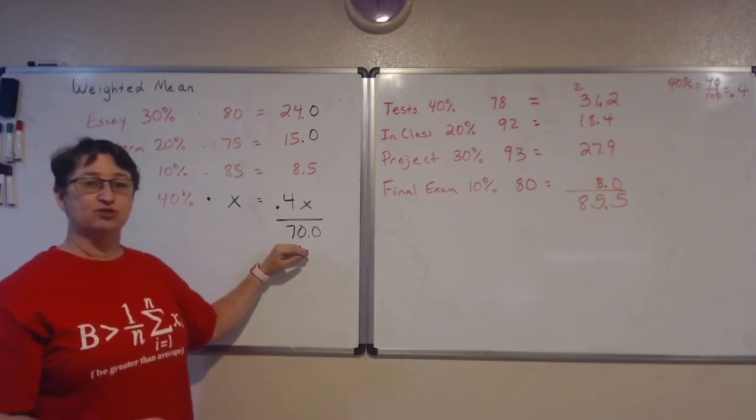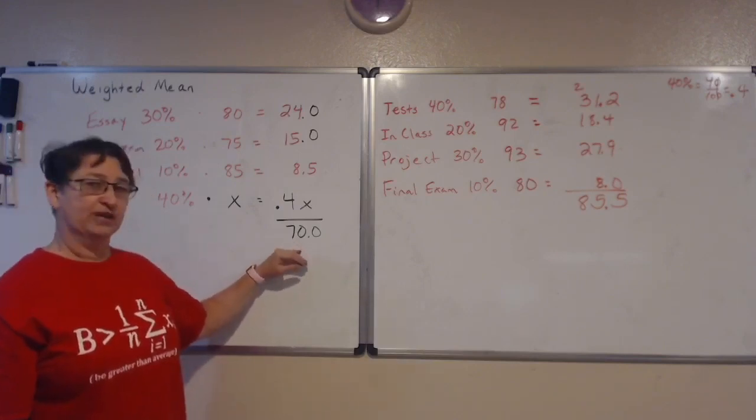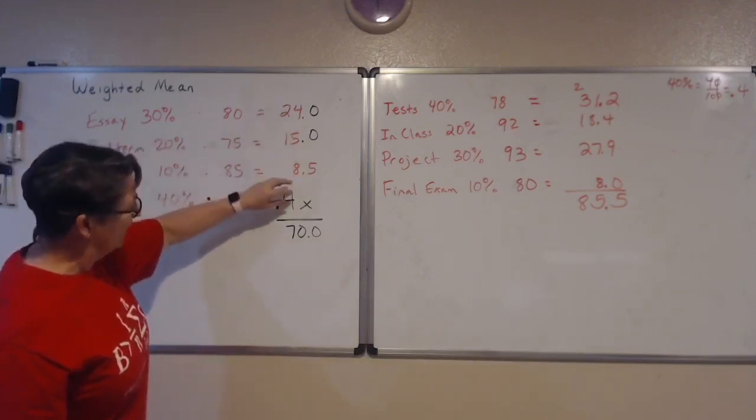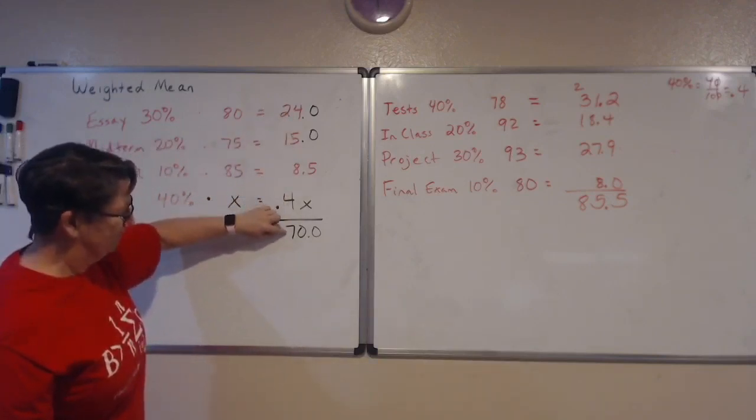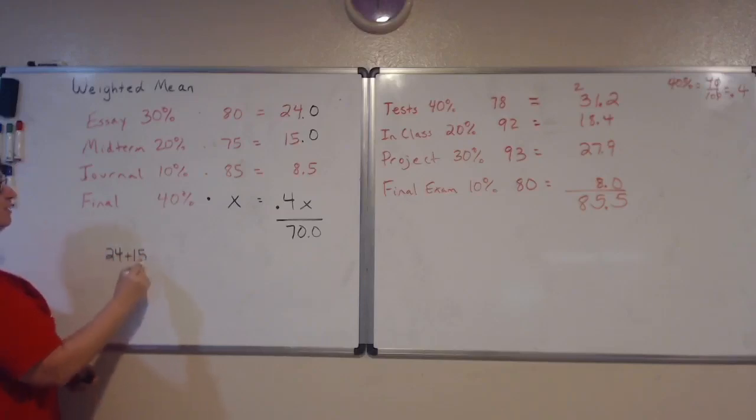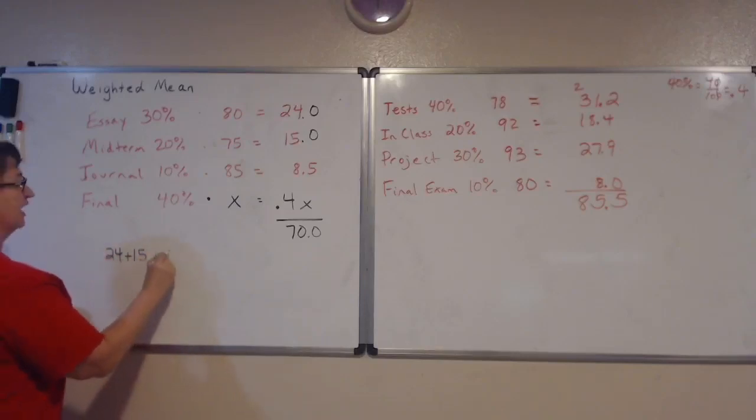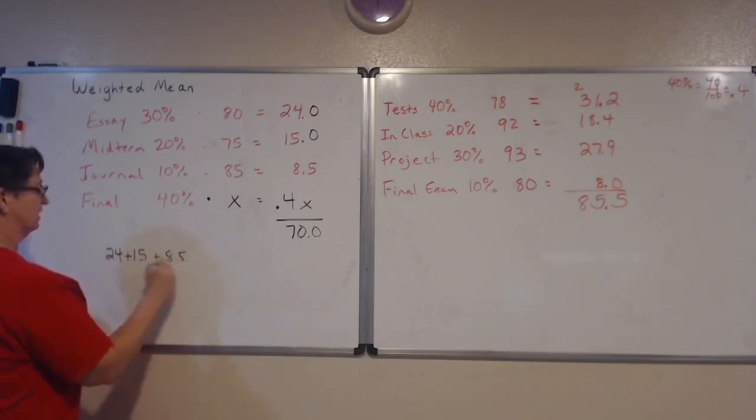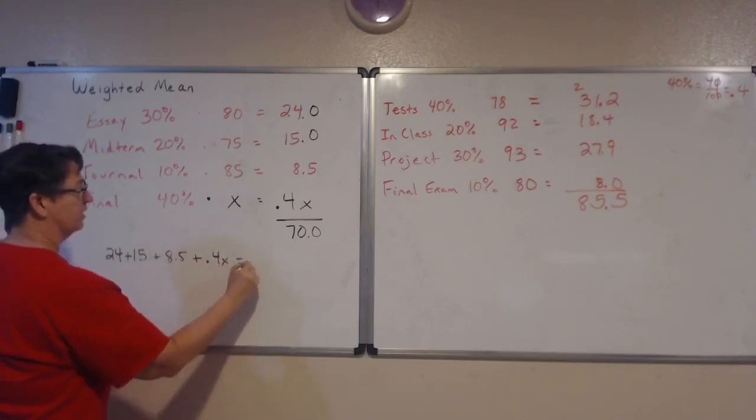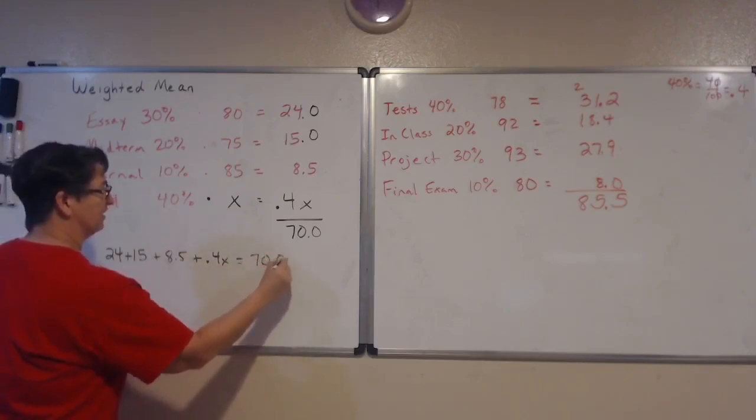Now I have to do some solving in order to find that out. So I need it to add up and equal 70. So I'm going to write it that way. I'm going to add those points up. I earned 24 points in essays. I earned 15 points in midterm. I earned 8.5 points with my journal. I don't know this one, and I want it to total 70.